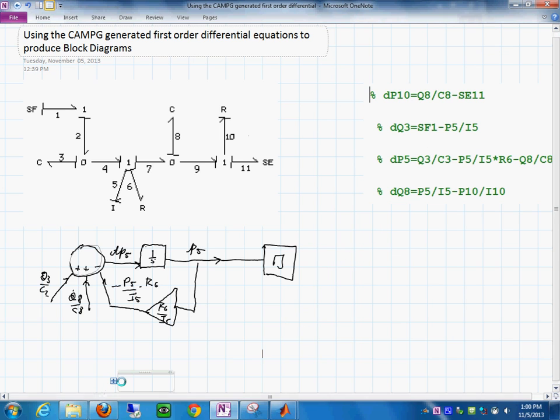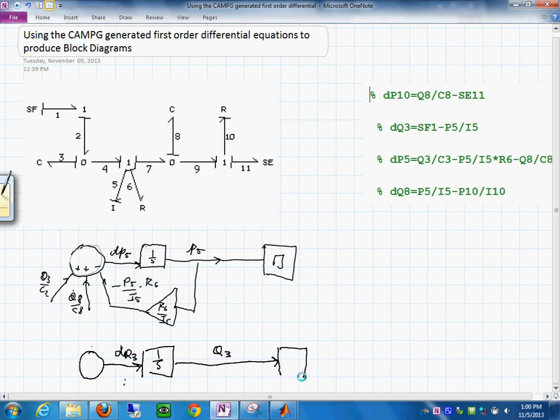Okay, so let's just draw the next one down here. This is q sub 3. We will draw here, and this would be d q sub 3. Again, if you integrate this by 1 over s, then you're going to get q sub 3. And then I put the scope in here.